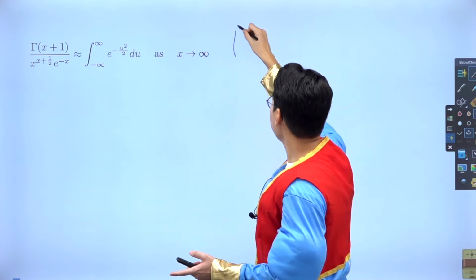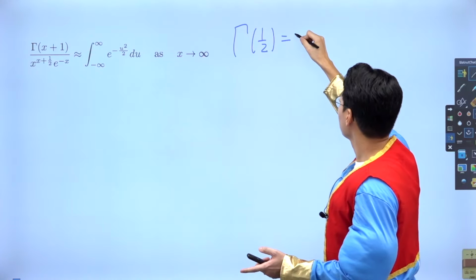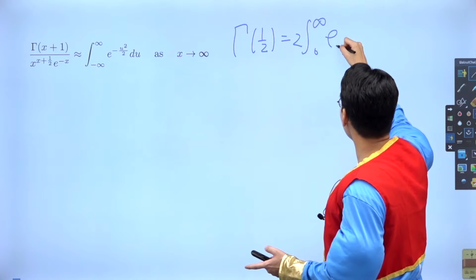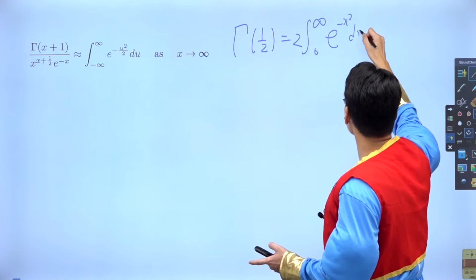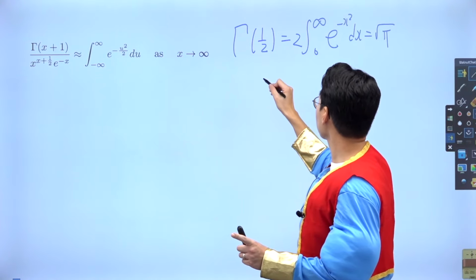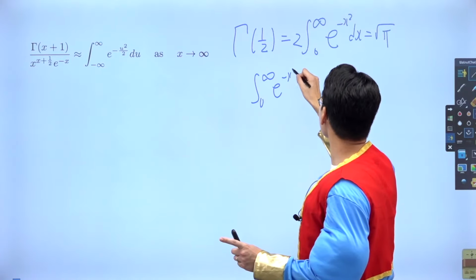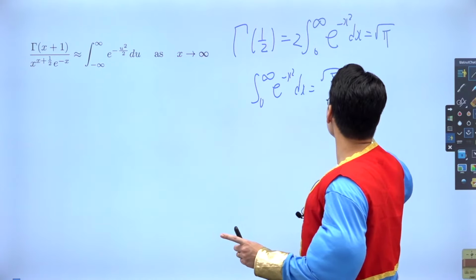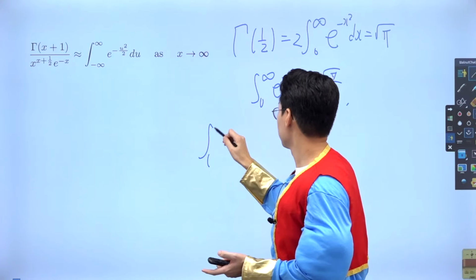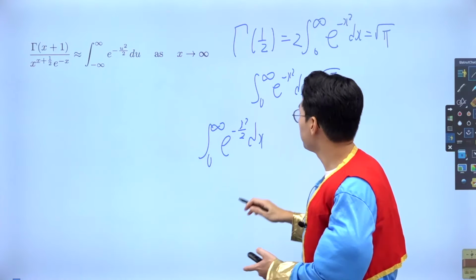Remember the gamma half, if I remember correctly, don't get me wrong here, it's twice the integral from 0 to infinity of e to the power of negative x squared dx, which would prove that it was the square root of pi. So that one, my friend, the integral from 0 to infinity of e to the power of negative x squared dx, is going to be root pi over 2. And imagine that I was trying to do the integral from 0 to infinity of e to the power of negative x squared over 2. Imagine I was doing that.